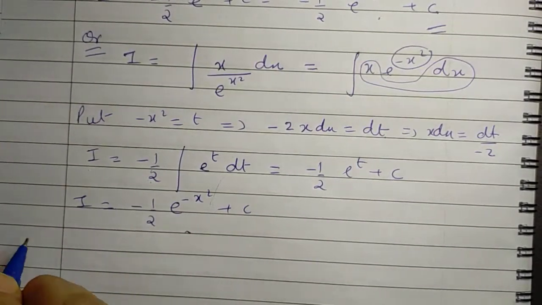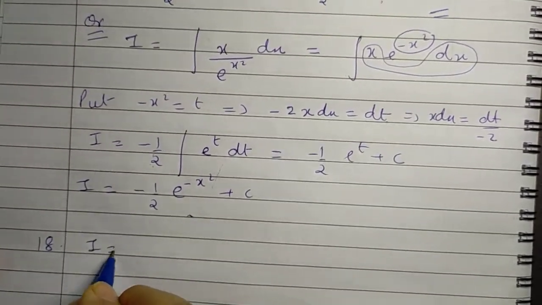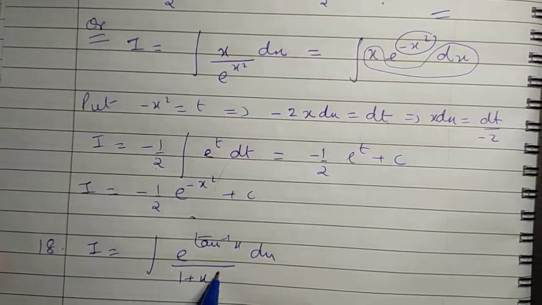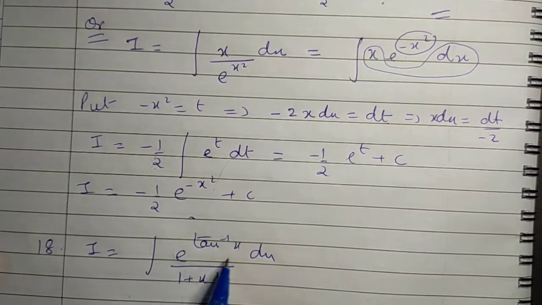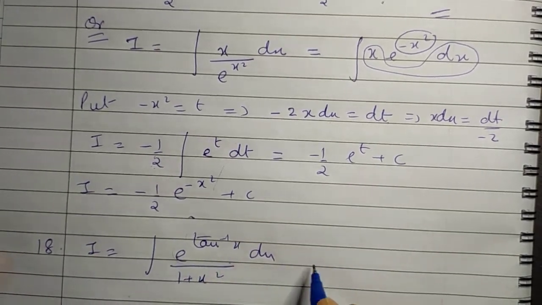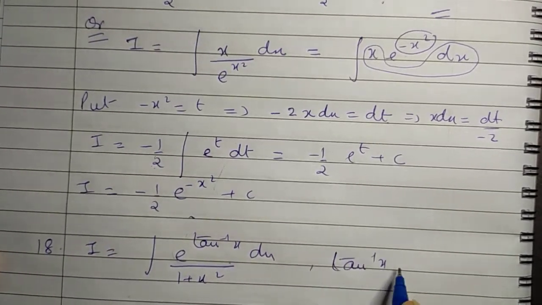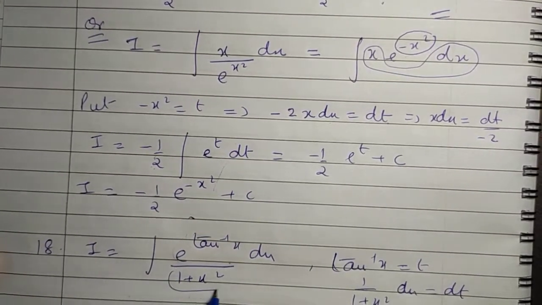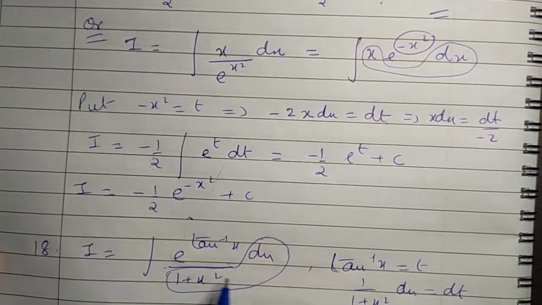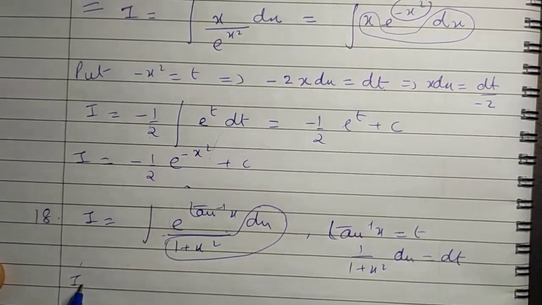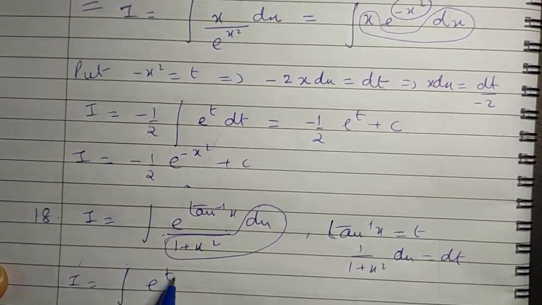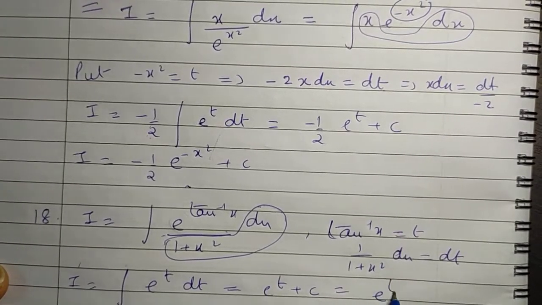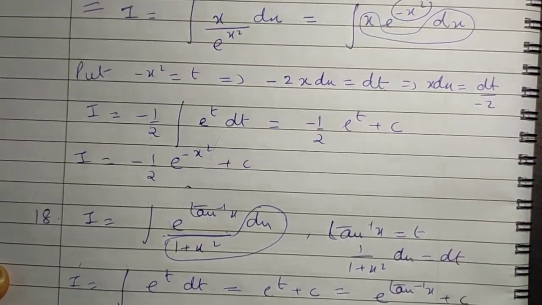Like you can easily see that question number 18 is I is equal to e raised to tan inverse x dx over 1 plus x square. Clearly the numerator is a function of a function. If you put the inner function tan inverse x as t, you get 1 upon 1 plus x square dx as dt. That is, the denominator gets absorbed in dt, and so directly we get e raised to t dt, which is e raised to t plus c, which is e raised to the power of tan inverse x plus c.